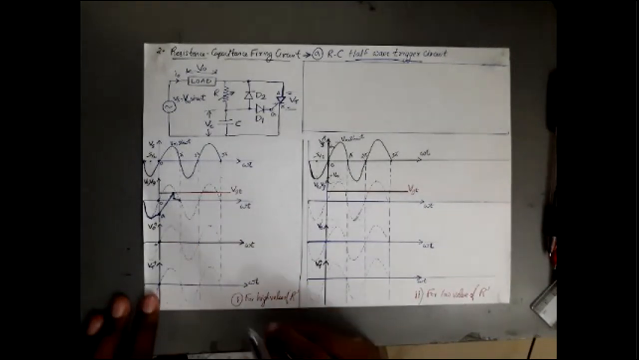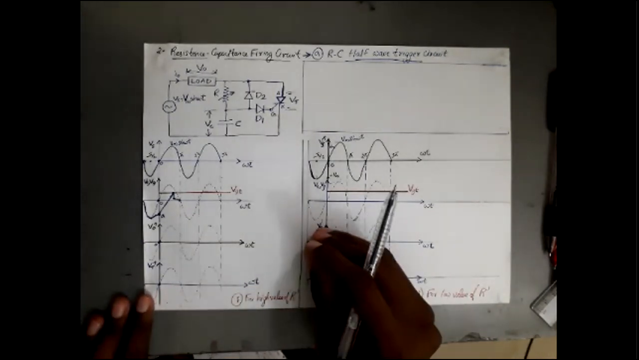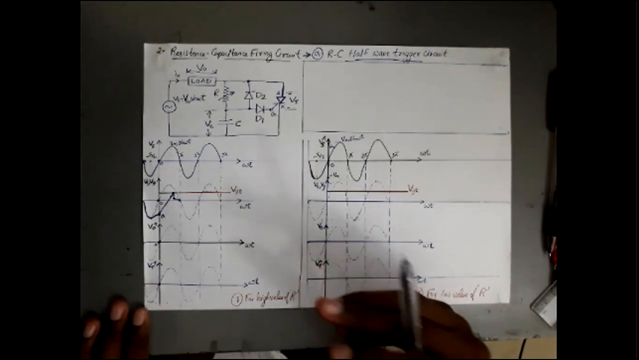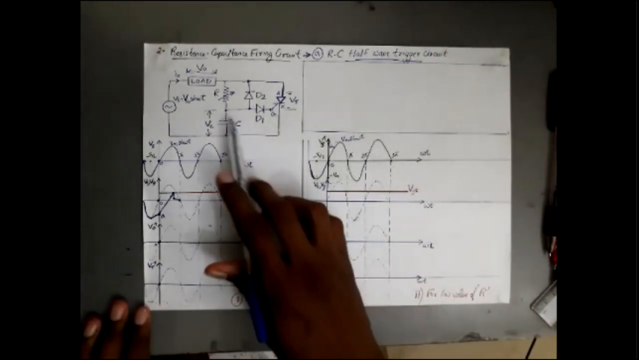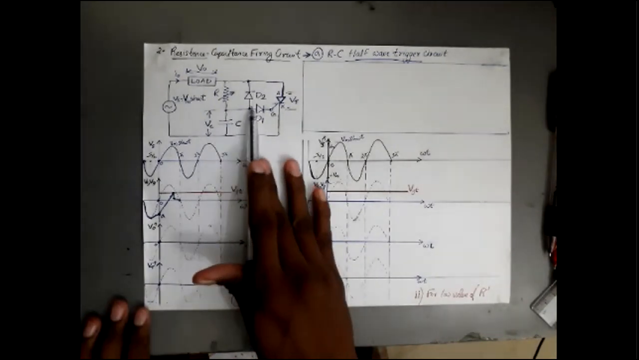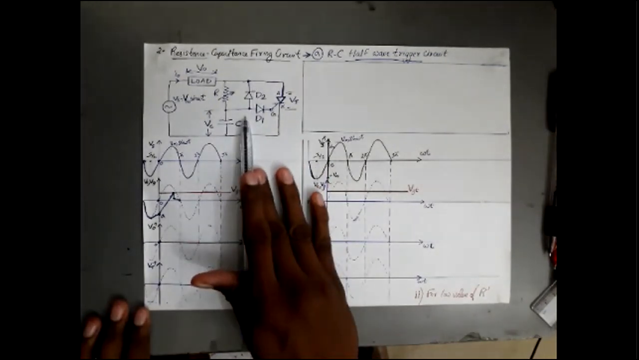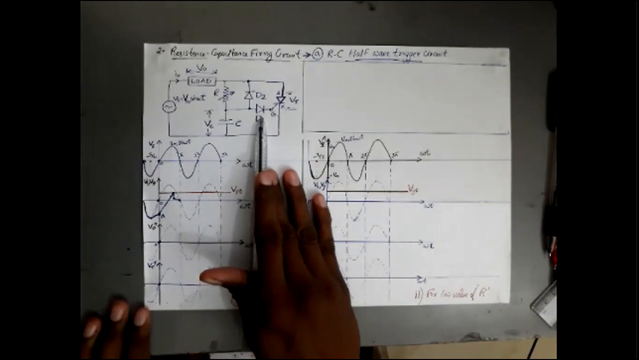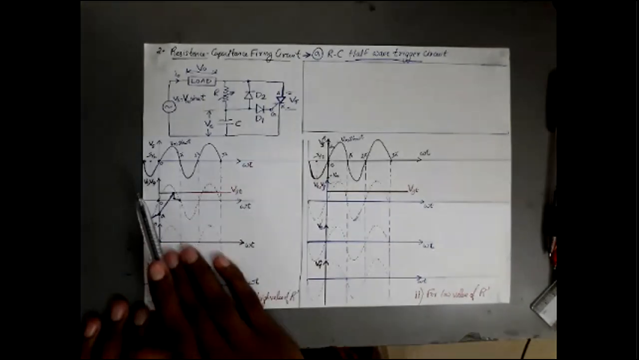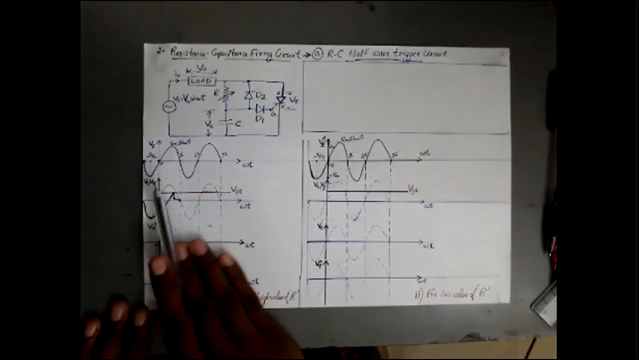As I said earlier, during the negative half cycle, my capacitor will be charging with the lower plate as positive and the upper plate as negative, through D2. At that time D1 will be off due to the negative voltage, so it is conducting through D2. Then what happens?